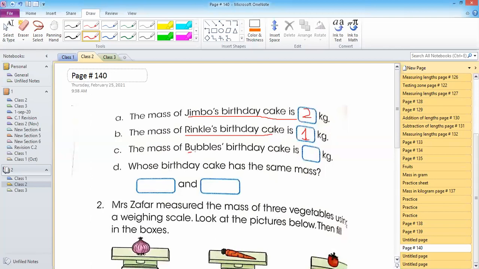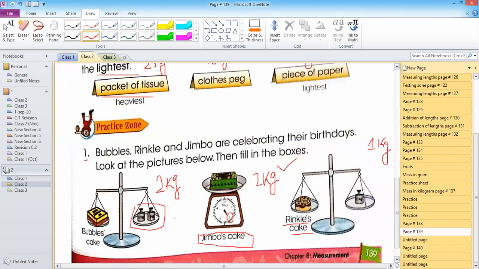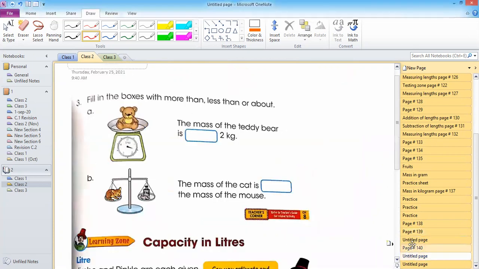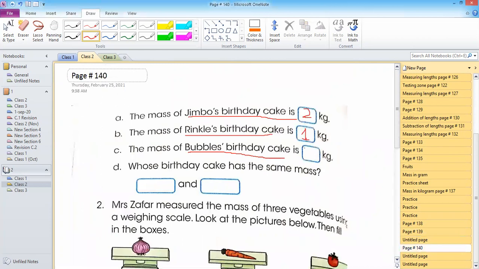Then the mass of Bubble's birthday cake is, come again to page number 139, Bubble. This is Bubble. What is the mass of Bubble's cake, guys? 2 kilogram, sir. Very good. The answer is 2 kilogram. So you will write here 2.